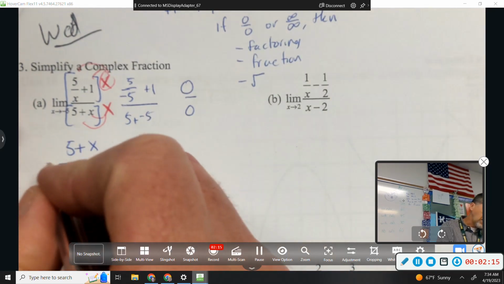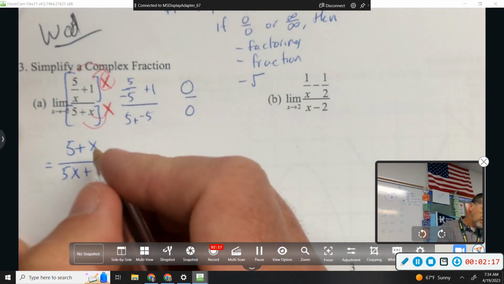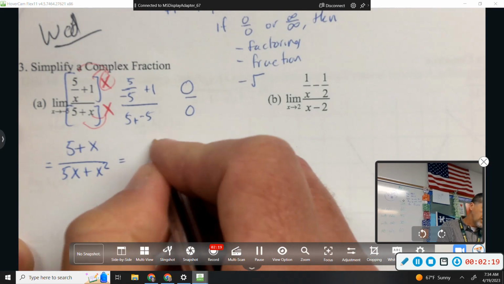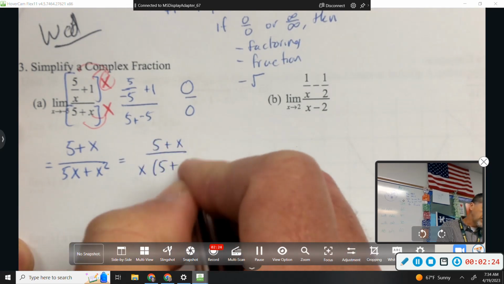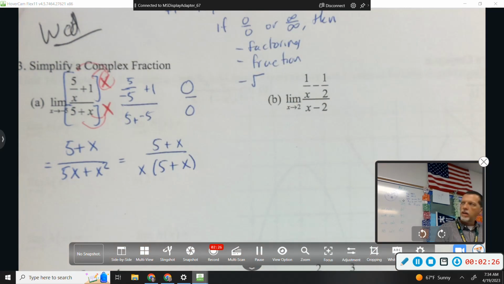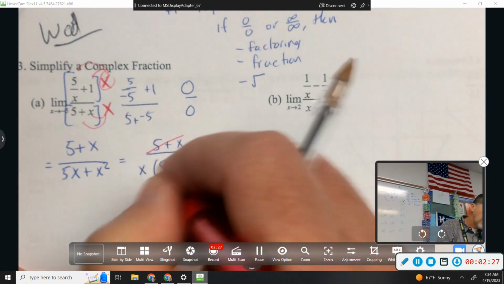Let's see here. But I could factor the bottom. Take out an x, and that leaves 5 plus x. The factors cancel.